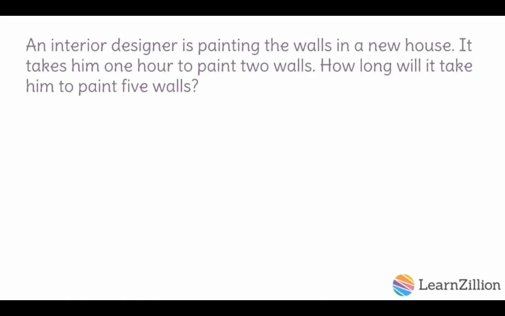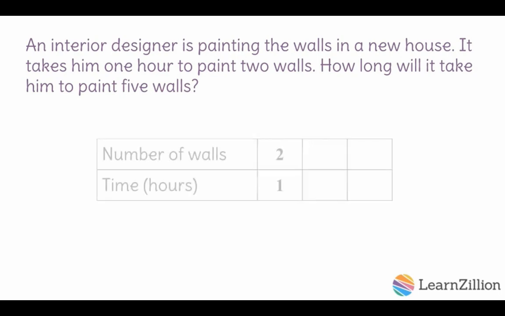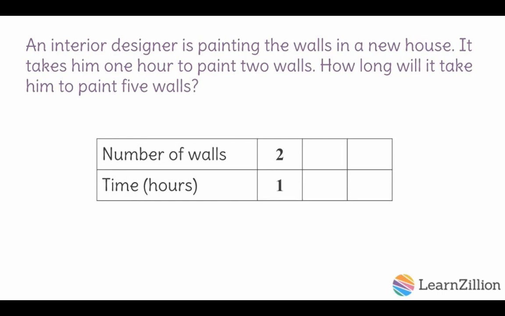An interior designer is painting the walls in a new house. It takes him 1 hour to paint 2 walls. How long will it take him to paint 5 walls? Again, let's use a table. We know that this painter can paint 2 walls in 1 hour.